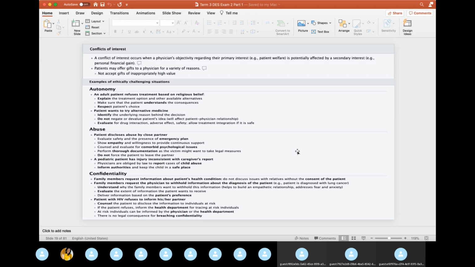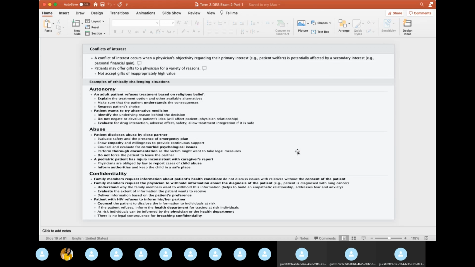Okay, abuse. A patient came in and the patient discloses to you being abused by a close partner. What are you going to do? So show empathy, willingness, right? Evaluate safety and presence of an emergency plan. Perform thorough documentation. That's high yield. Why? Because the victim might want to take legal measures, okay?